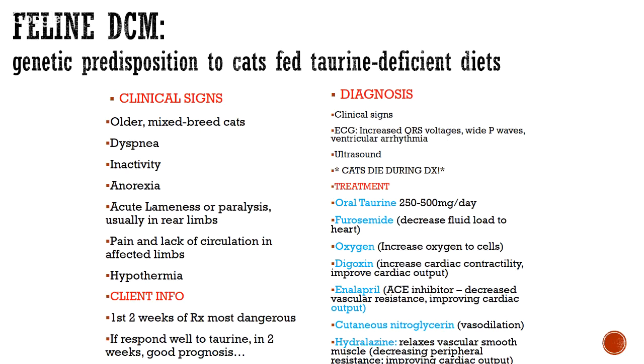Enalapril is another drug we give to dogs with dilated cardiomyopathy. We give it to cats, so it can help with that. And then anything that will cause vasodilation. Nitroglycerin is a drug that causes vasodilation. Hydralazine is a drug that causes vasodilation. It decreases resistance to movement of blood through the body, so it'll improve cardiac output.